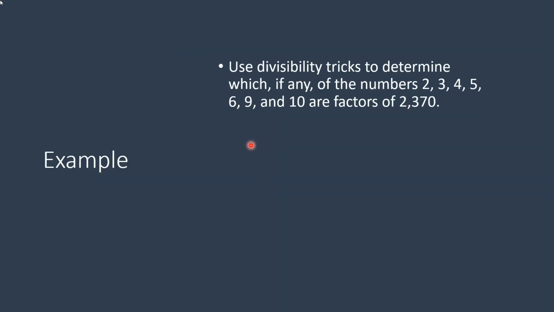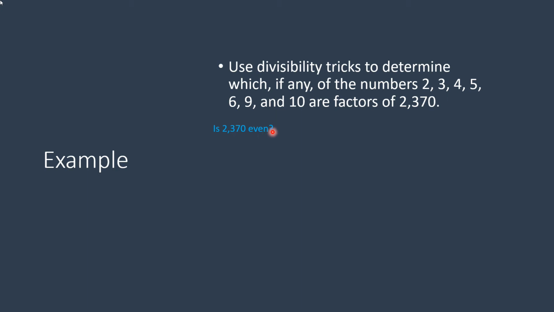Alright, so now let's look at an example. It says, use divisibility tricks to determine which, if any, of the numbers 2, 3, 4, 5, 6, 9, and 10 are factors of 2,370. So we're going to look at that number and just go through the divisibility tricks.